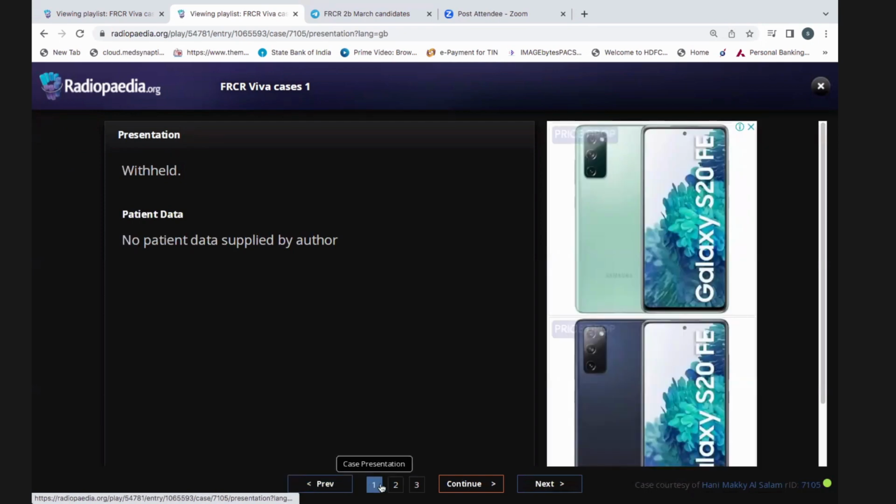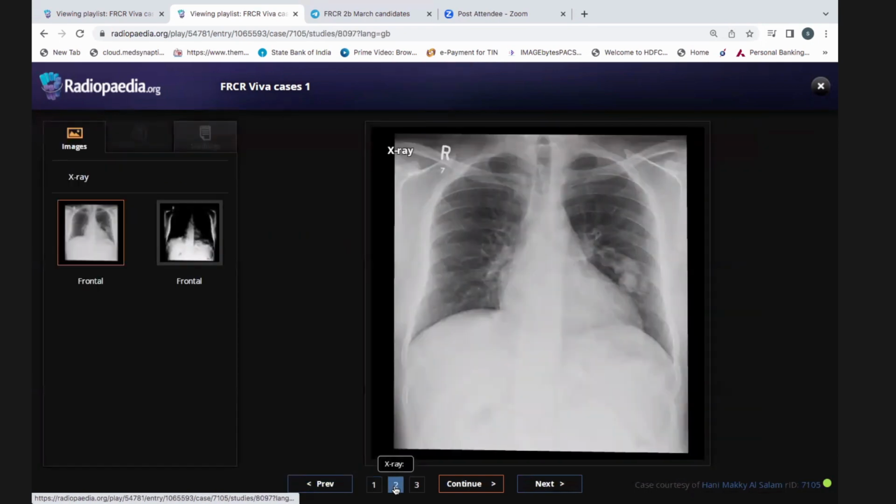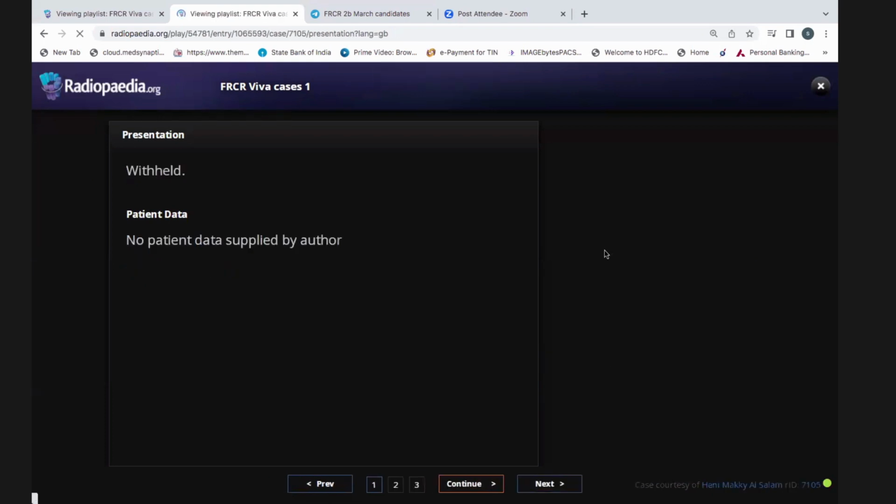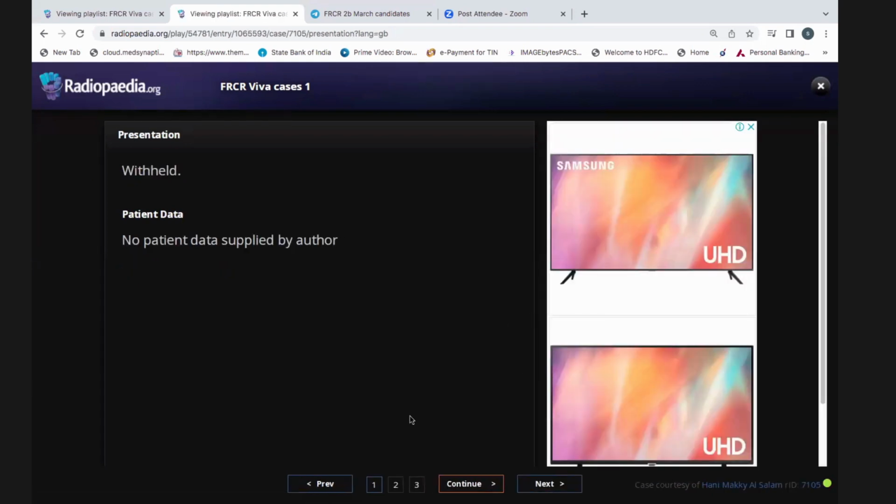In this case, this was bang on. This was absolutely right. Could we please go through the diagnosis? This was a pulmonary AV malformation. This was the pulmonary AV malformation case.